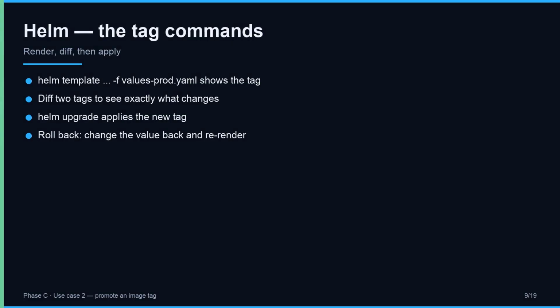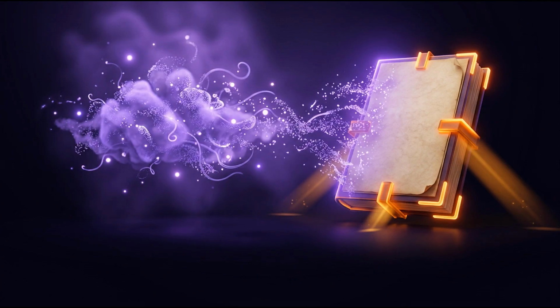Here are the Helm tag commands in practice. Helm template with the prod overlay shows you the current tag. Diff the renders for two different tags, and you see exactly what changes, usually just the image string. Helm upgrade applies the new tag to the cluster. And a rollback is trivial. Change the value back and re-render. A version rollout is a pointer move, not a rewrite.